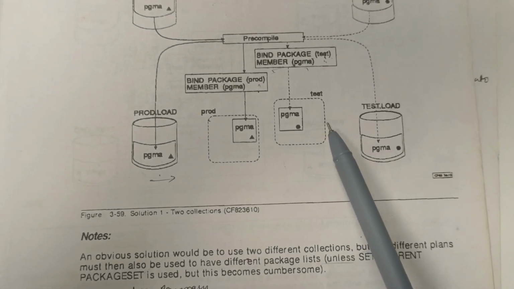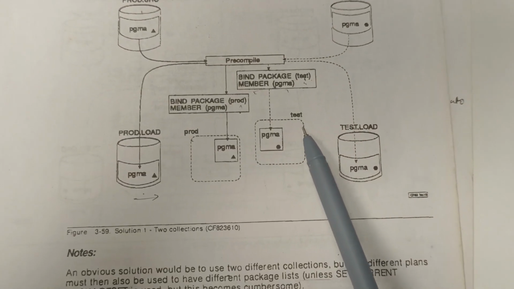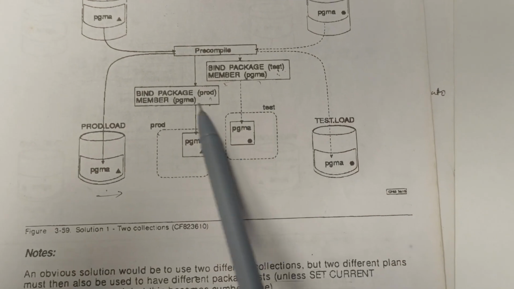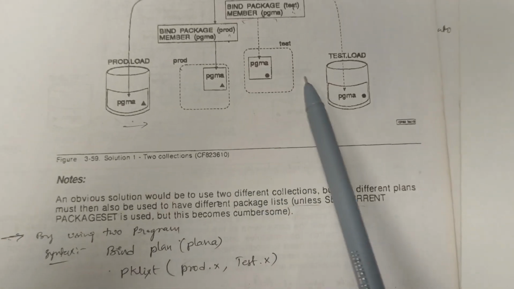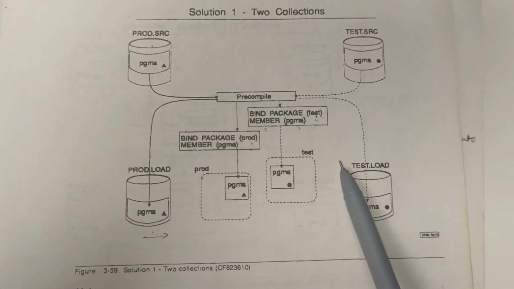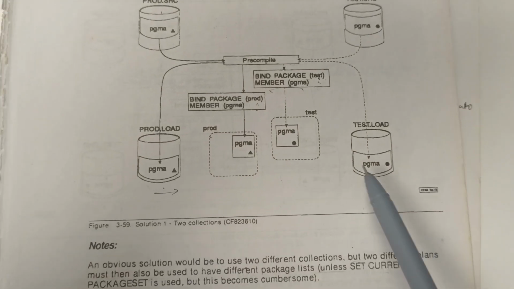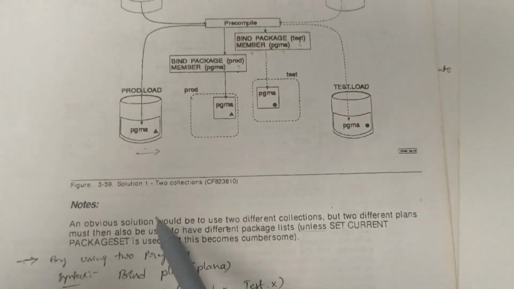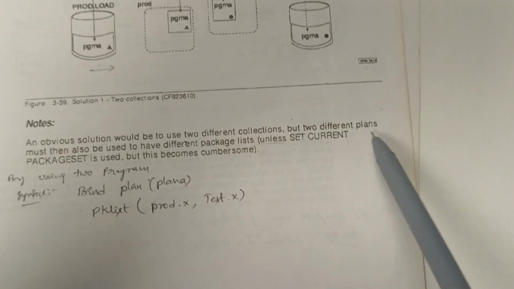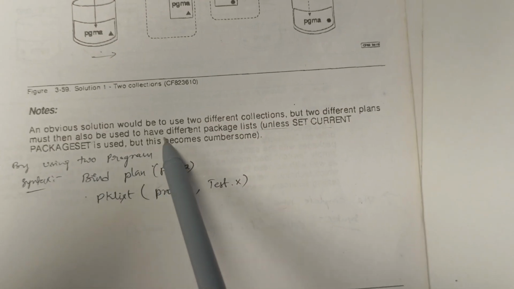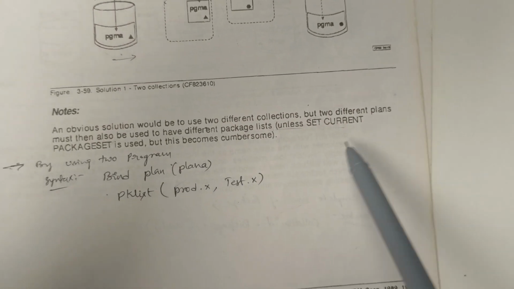We have to create two versions of the collections, a separate collection for the test region and a separate collection for the production region. Then we can create two different timestamps, one for the test region and one for the production region. We should use two different collections, but two different plans must also be used to have a different package list here.